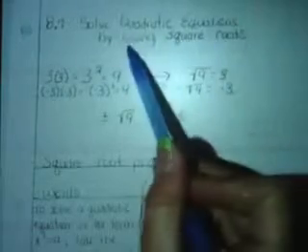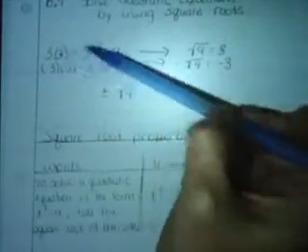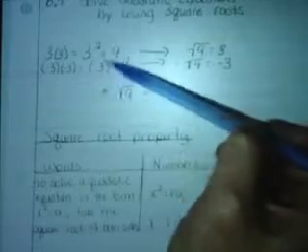Okay, so solving quadratic equations by using square roots. Let's review. If I have 3 times 3, that's also known as 3 squared, which gives me 9. Well, if I take the square root of 9, I'm going to get the main base, which is 3.